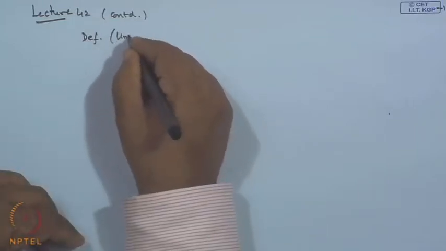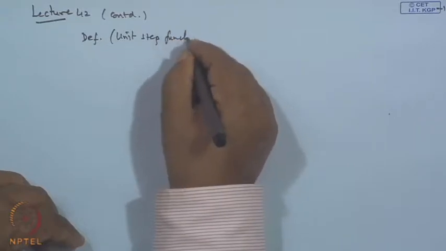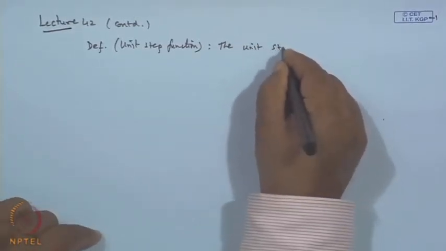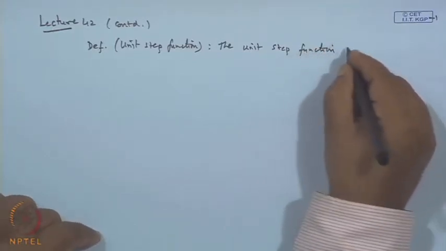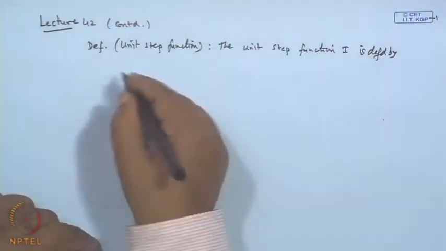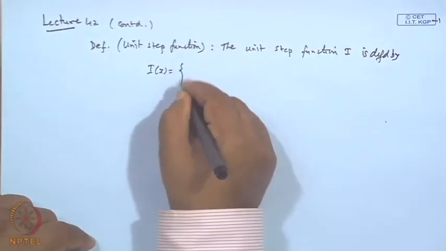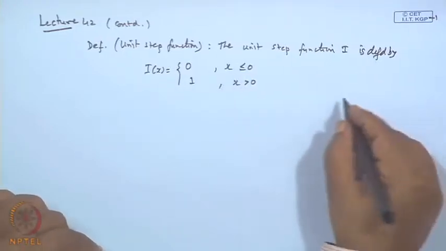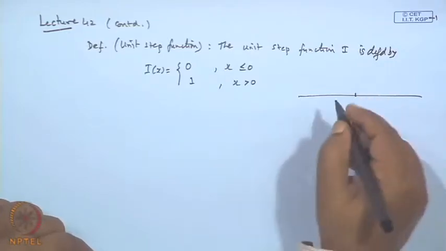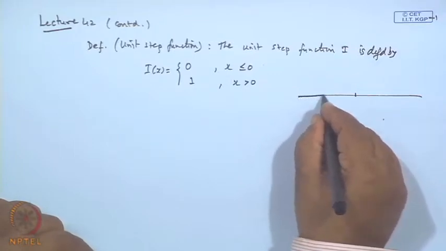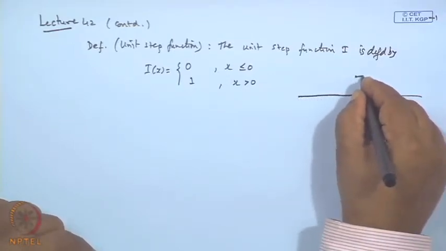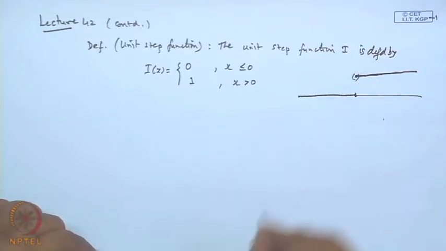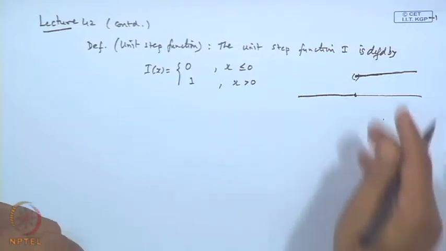We define the unit step function. The unit step function I is defined by I(x) is 0 when x is less than or equal to 0 and 1 when x is greater than 0. So, basically this is entirely a line. So, when the real number x is less than or equal to 0, the corresponding value of I(x) will be 0, and when it is greater than 0, the corresponding value of I(x) will be 1. This point is not included here, it is included here. Okay. So, this is our step function, we call it a unit step function.